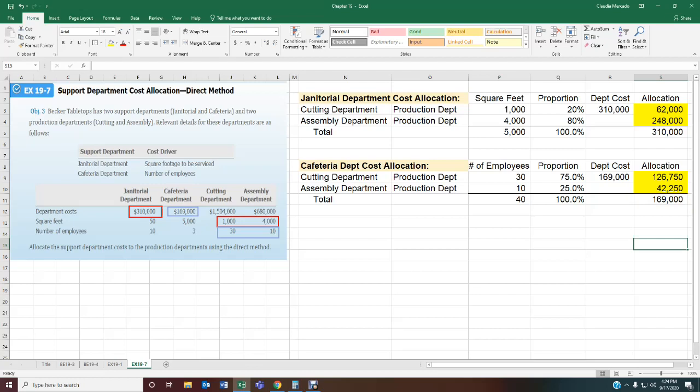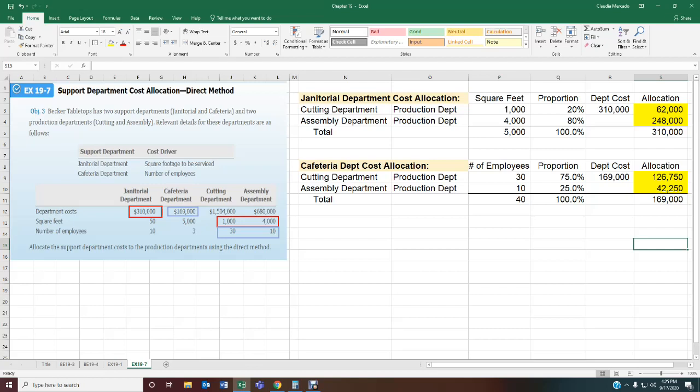So it's the same process. The ebook goes through a series of long steps. After analyzing the information, I just thought it was easier and shorter for me to explain it this other way. You get the same results. It's just a matter of first calculating your proportion. Once you get your proportion, identifying the cost for the department that you're allocating the cost from. And then you just multiply the department cost times the proportion to get the allocation.